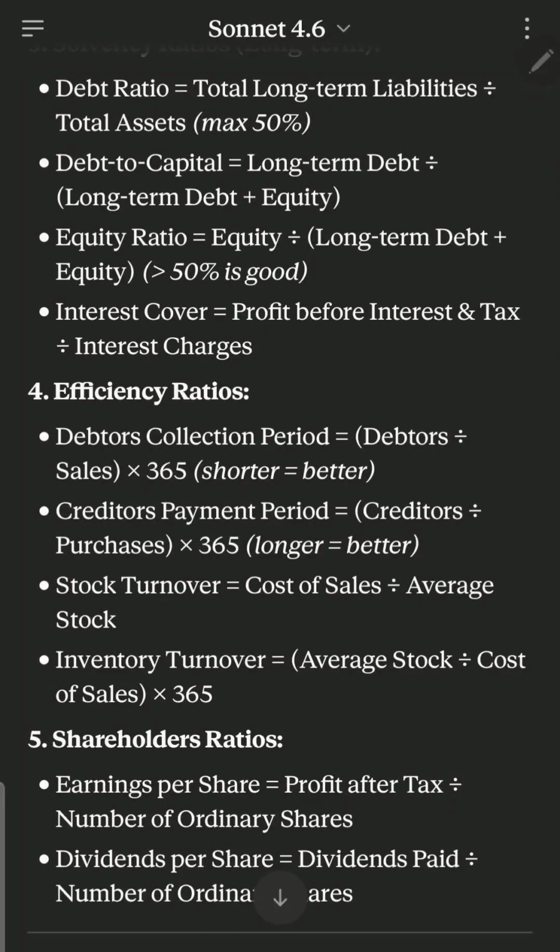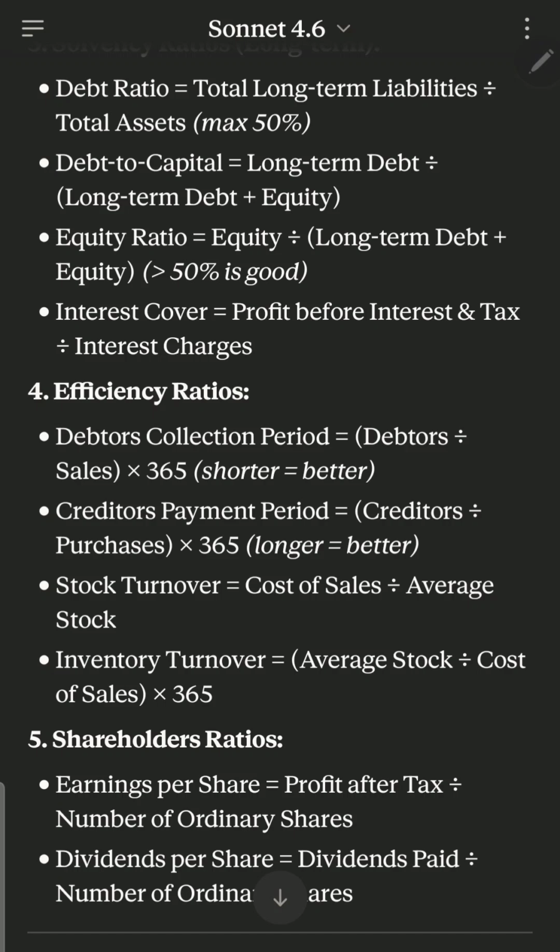Next, efficiency ratios. There are 4. There is the debt collection period, how long it takes you to collect your debts. That is your total debtors, people you've given things on credit, the value divided by the total sales times 365. So you find the number of days it takes you to get your money back. Creditors payment period, same thing. Total creditors, people who gave you goods on loan, your creditors divided by your total purchases times 365.